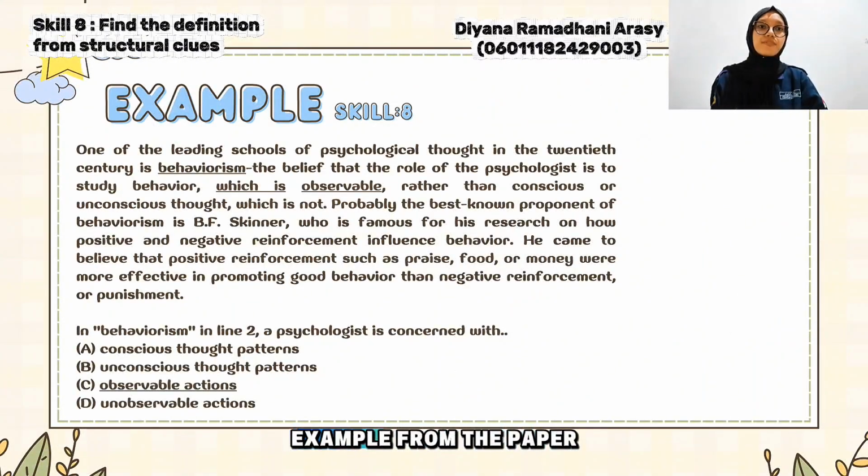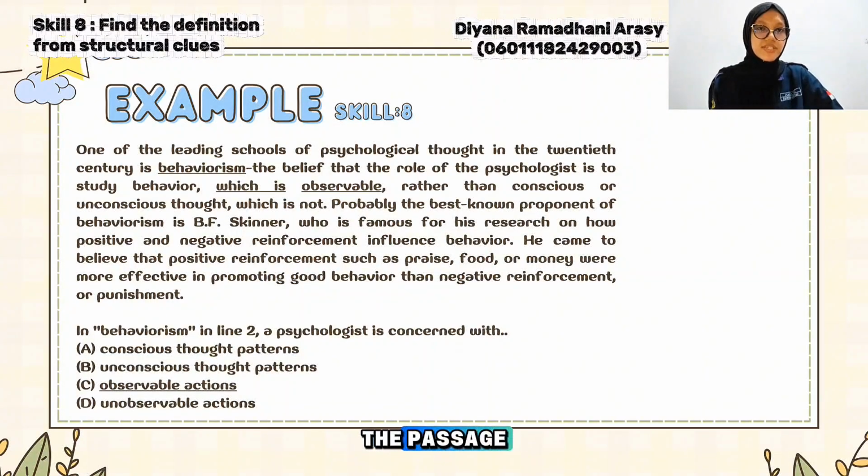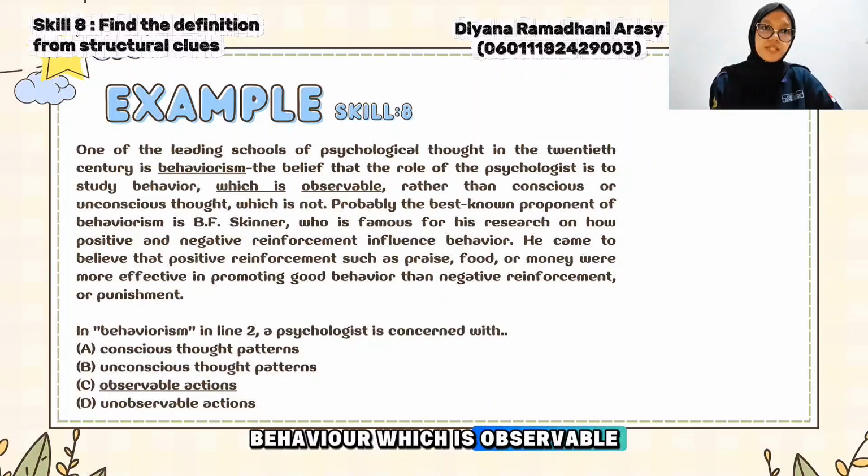Now let's see an example from the paper TOEFL test. Here is the passage. Then the question asks, "In behaviorism, a psychologist is concerned with..." Now look closely at the passage. After the word behaviorism, there's a dash. That dash tells us the definition or explanation is coming next. The passage says behavior, which is observable. So, the meaning of behaviorism is related to observable behavior, not hidden thoughts. That's why the correct answer is C, observable actions.